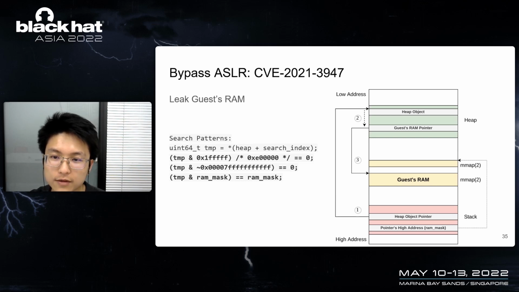We observe that the virtual address of RAM is always aligned to 14 megabytes when we set the guest RAM size as 2 gigabytes. And there is a stable pointer on the stack that points to a mapped memory region whose high address is the same as the RAM's high address. Last, considering that only 48-bit addresses are available, we can design 3 patterns and search on the heap in units of 8 bytes. Finally, got the address of the guest RAM. The right figure shows the process to leak the RAM address.